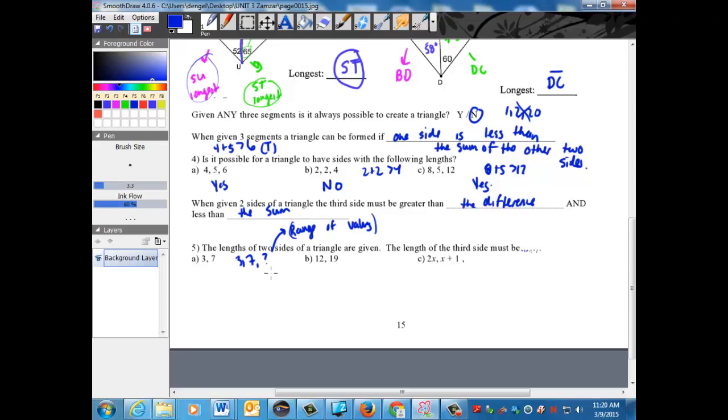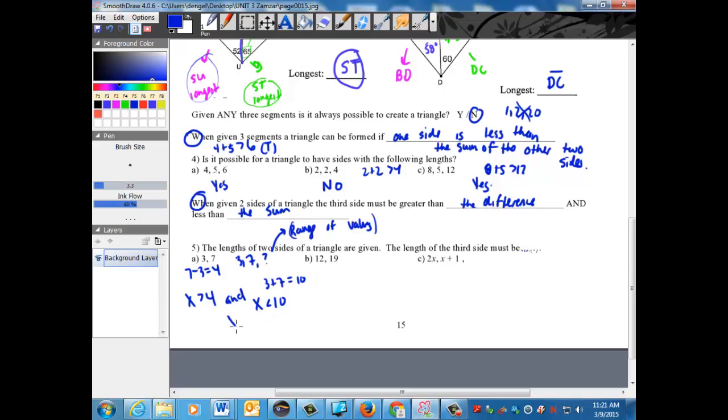The way that I do this is I take 3 plus 7 and see that it's going to be 10. I know that x, the unknown side, has to be less than 10. So I'm going to say, okay, x is less than 10. What we said with this rule is that we can also subtract these two. And I get 7 minus 3 is equal to 4. So I know that x has to be greater than 4 and x is less than 10.